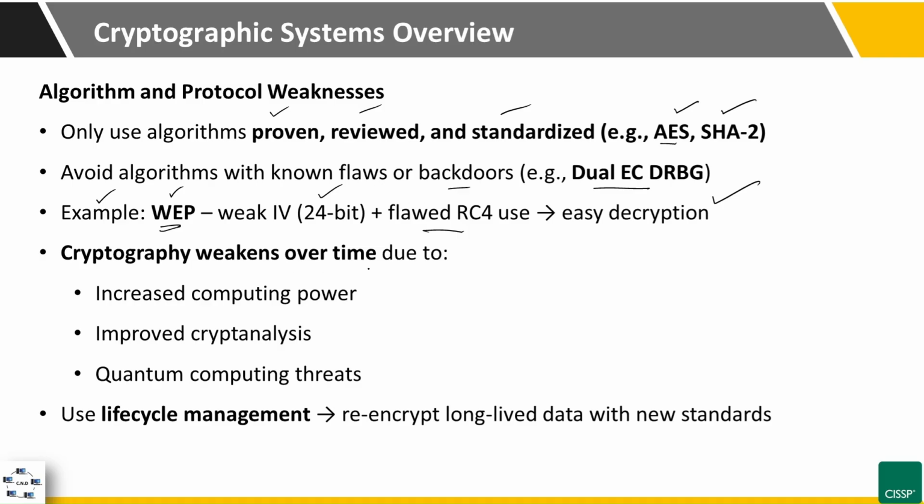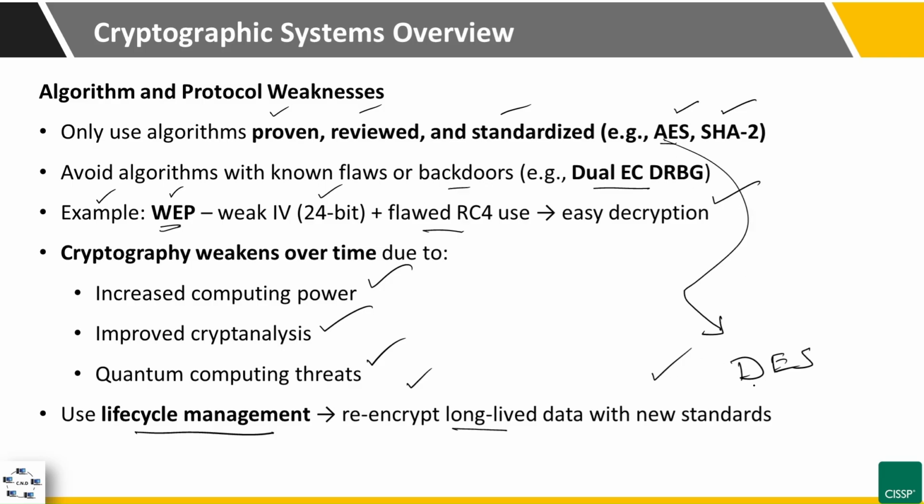Cryptography also weakens over time due to increased computing power, improved cryptanalysis methods, and, as we said, quantum computing threats. So you should use life cycle management, that is, re-encrypt long-lived data with a new standard. For example, if you had stored some data and encrypted it with DES or the Data Encryption Standard, you should now re-encrypt that data with AES, which is a stronger encryption algorithm compared to DES, which was used in the past but is now weak and compromised.